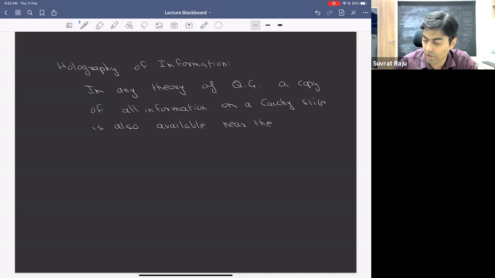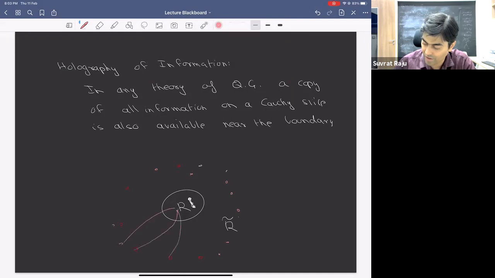And the statement can be understood in this way: if you take some region, let's call this region R, and outside is R complement, then you might have thought in a quantum field theory, this R might be a black hole or something else, that you have some degrees of freedom that live here. But in fact, there is another description of these degrees of freedom, in terms of some very complicated combination of degrees of freedom that live far away, pink dots. So the statement is that the information in R is also available in R tilde.